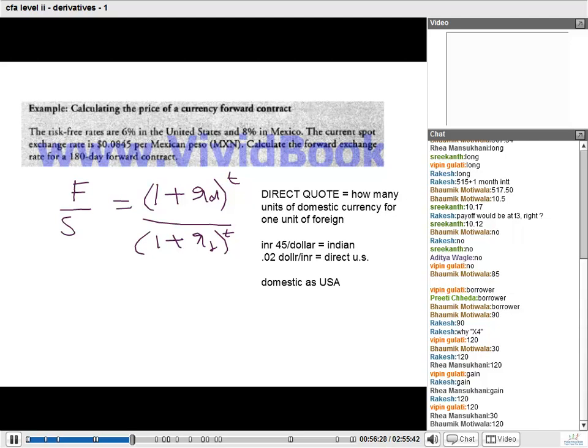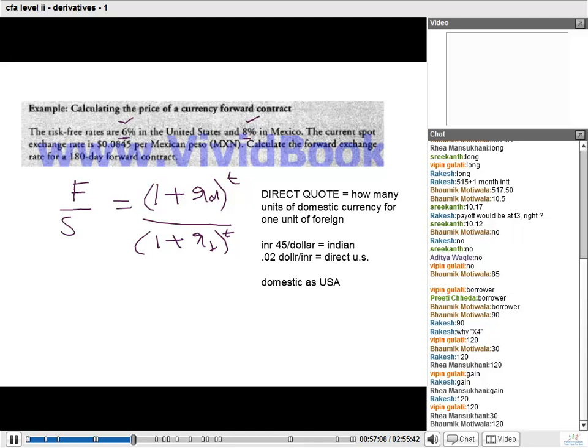However, let's understand how we prove this forward rate. What are the risk-free rates? In the US it is 6%. In Mexico it is 8%. If currency rates remain where they are, it will be a good profitable strategy to borrow in the United States and to invest the money in Mexico. So borrow at 6% in the United States and invest the money at 8% in Mexico. The current exchange rate is $0.085 per Mexican peso.